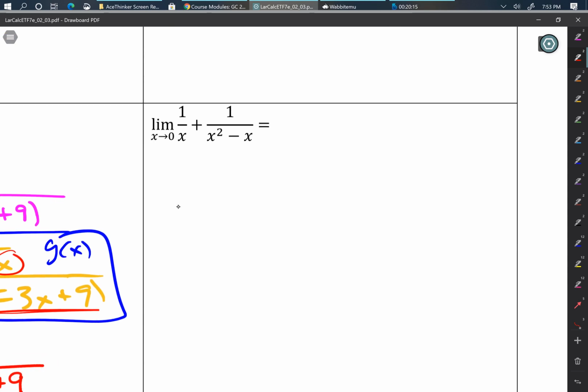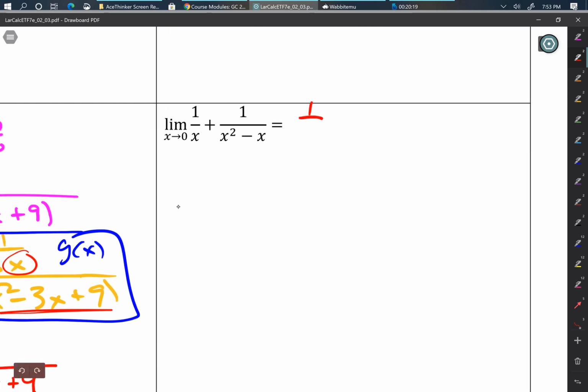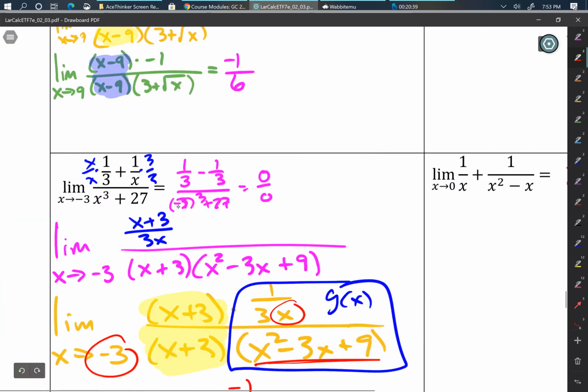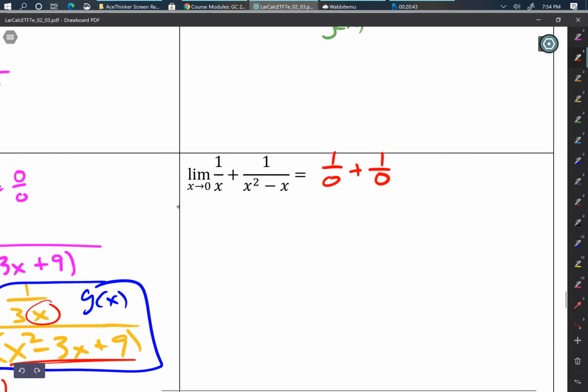Why is this one in this section? Because if I try to do direct substitution, I get 1 over 0 plus 1 over 0. So I don't know what that means. So I'm concerned. So how am I going to make this thing work? Well, let's see what we can do. Last time I had some fractions and they were giving me trouble, I got a common denominator, so maybe I'll try that here.